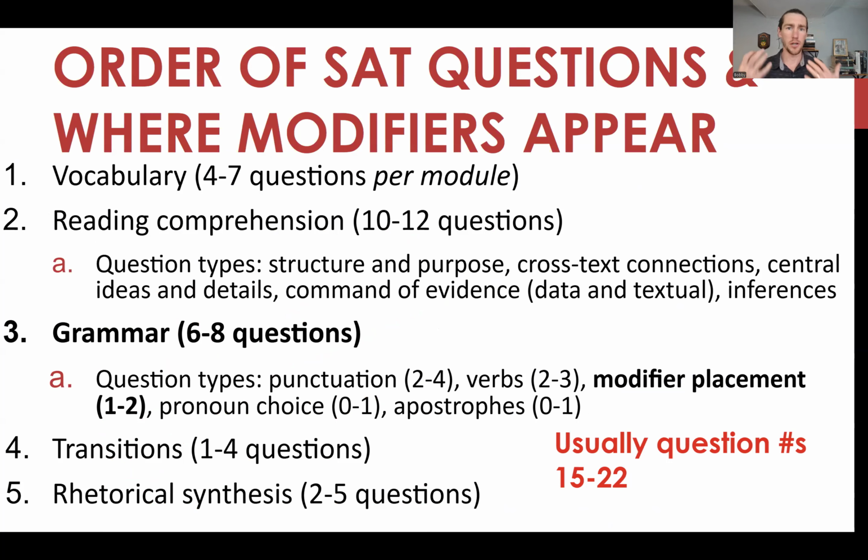Now, where does this actually occur on the reading section of the SAT? Here's a reminder of the 5 categories of questions and the order that the questions come in on every reading section. First, the reading section starts with vocabulary questions. You'll have about 4 to 7. Then you'll get to reading comprehension questions, having about 10 to 12 of those. Next comes grammar questions, followed by transition questions, and finally rhetorical synthesis questions. Grammar questions are the category that contain these modifier questions, and you can expect about 1 per module. Typically, this is in questions 15 through 22 on each module.